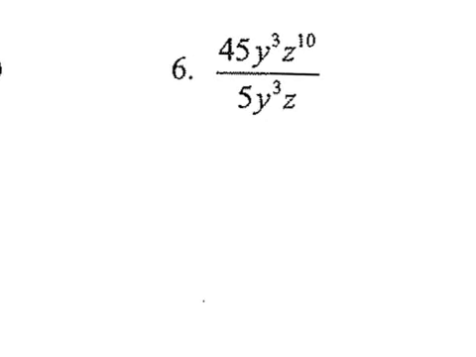Number 6 is our last. And for the numbers, you're just going to reduce the fraction. 45 divided by 5 is 9. That's going to stay on the top. The y's, 3 minus 3 is 0, so the y's go away. And for the z's, that bottom one is to the first power. 10 minus 1 is 9, and they're going to stay on the top because there were more originally on the top. So now we're going to go over to the next page.